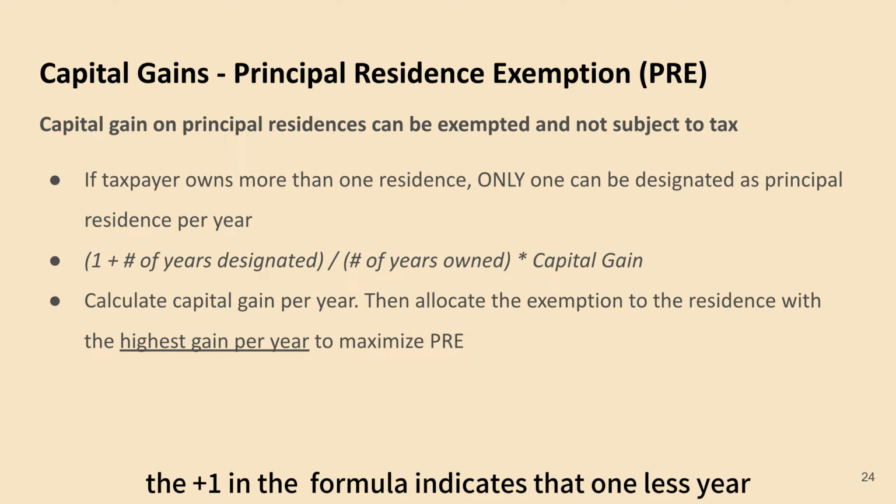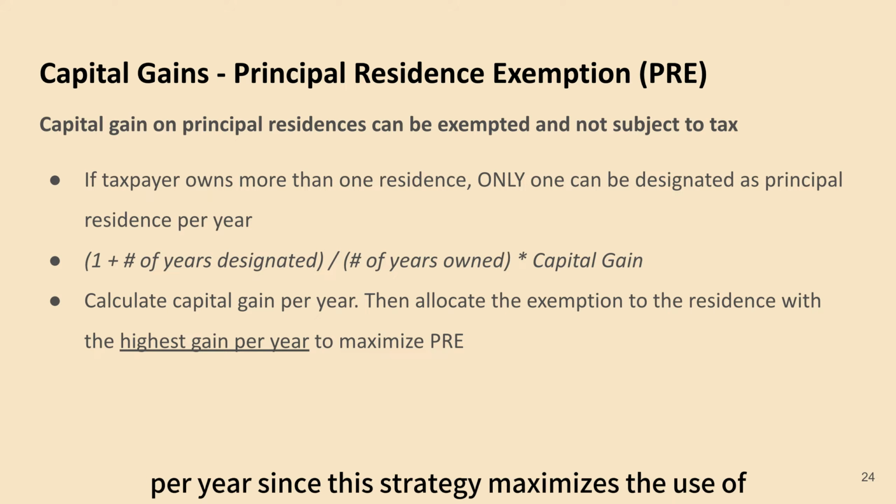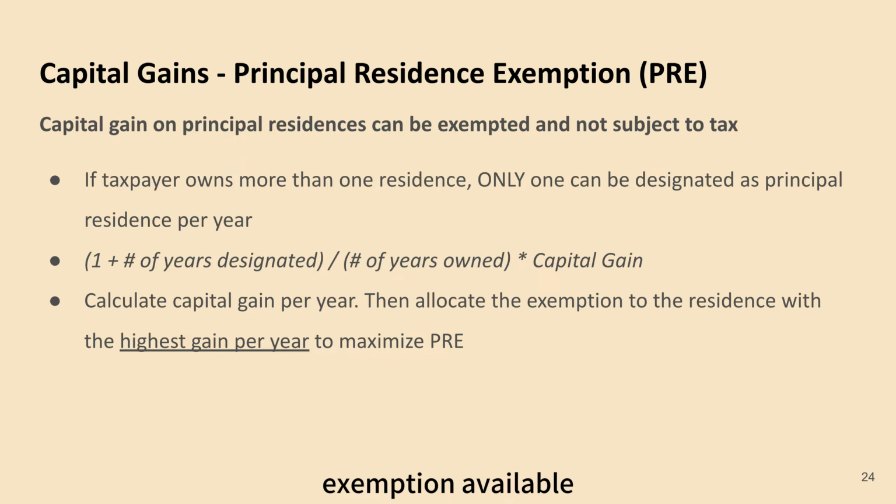The +1 in the formula indicates that one less year can be designated than the total number of years owned while still achieving a 100% exemption. To optimize the exemption, you need to advise clients to allocate the exemption to the residences with the highest gain per year, since this strategy maximizes the use of exemption available.